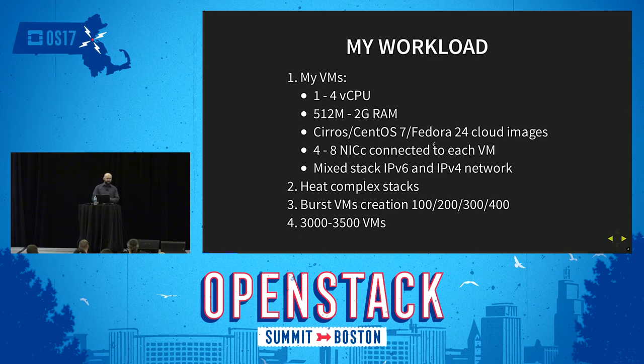I was using fairly small VMs, between 1 and 4 CPUs, with RAM between 1/2 and 2 gigs, so not that much, using CentOS 7 or Fedora 24 images. With telco, usually you can expect at least 4 network interfaces, probably like a minimum. All the telco applications usually have multiple network interfaces, which is why I was putting between 4 and 8 network interfaces on every single VM, okay? The IPv4 and IPv6 dual stack probably doesn't matter too much.